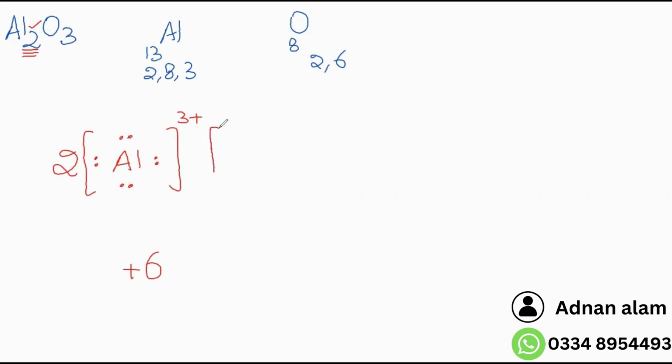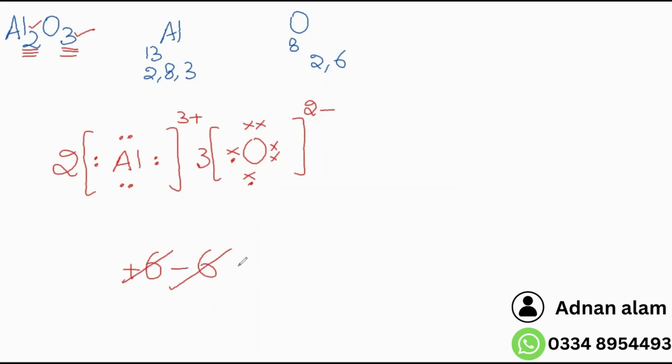As far as oxygen is concerned, oxygen has 6 valence electrons like this: 1, 2, 3, 4, 5, and 6. So one oxygen will gain 2 electrons to get a 2 minus charge. One oxygen will gain 2 electrons, but we have 3 oxygens in the formula, so we will place 3 here. So 3 oxygens together will gain 6 electrons.